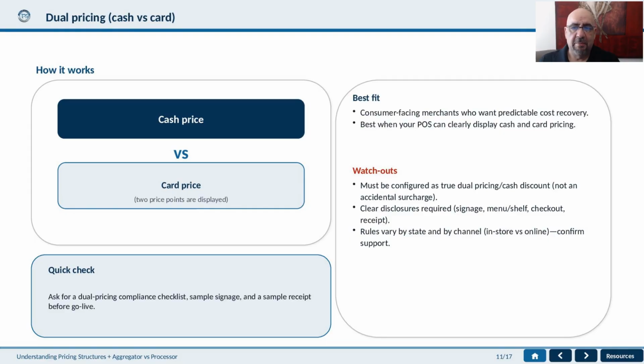Clear disclosure required: signed menu, self checkout receipts. The price would be on the receipt. It would show the cost, the markup, the total. It also shows you that in the back office portal with a system. It'll break it out individually for tax purposes, so to make sure you can write that fee off, since you're not collecting that. We are. Rules vary by state and by channel, in-store or online. Confirm support. Basically saying, find whoever you're working with, make sure they know the rules of each state, and all our systems are compatible with every state, so we don't need to worry there.